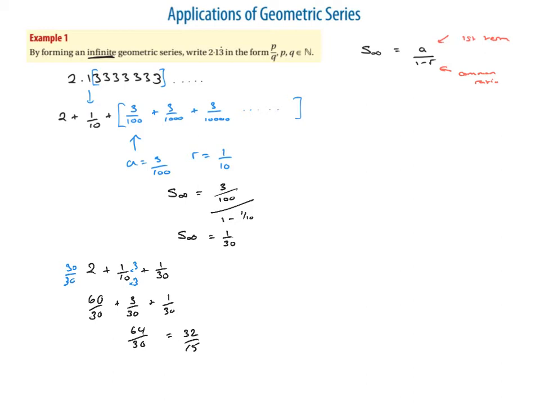The next thing we need to do is just put into our calculator 32 divided by 15, press your S to D button, and see, does it give you 2.13? If you put that into your calculator, you'll see that it comes out to be 2.13 recurring, which is exactly what it says at the top.